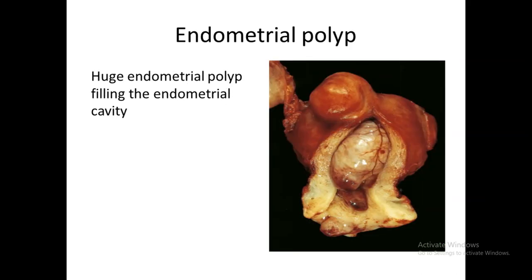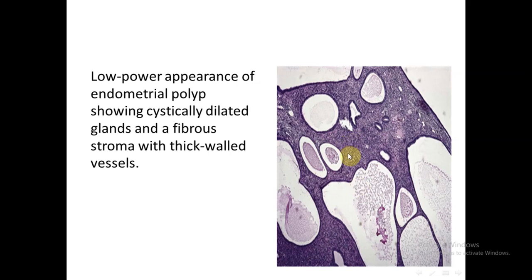This is an endometrial polyp. We see here a large mass of polypoid shape that fills the endometrial cavity. Here we have an endometrial polyp. These are the microscopic features of an endometrial polyp.